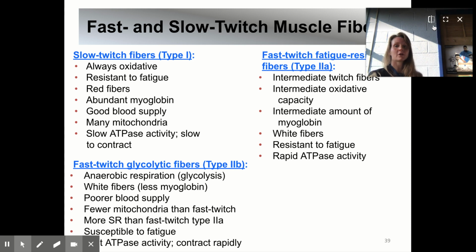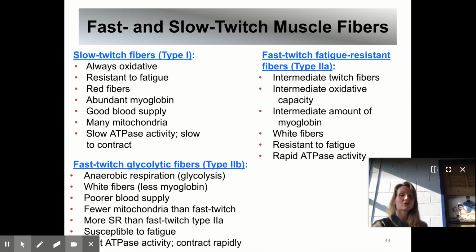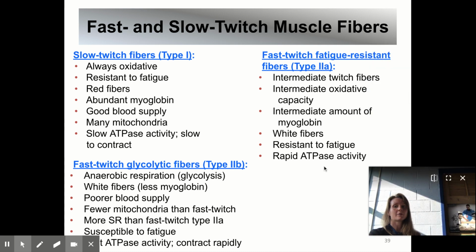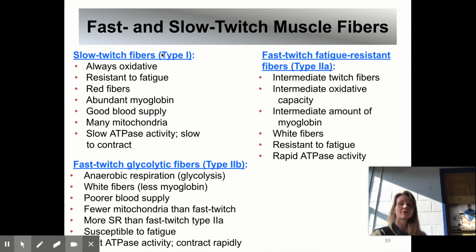Okay. So then we talk about slow twitch and fast twitch muscle fibers. All right. So slow twitch muscle fibers we talked about before. These are ones that are going to be more aerobic. So they're always oxidative. They last way longer. So they're resistant to fatigue. These are darker muscle fibers. And they have more abundant myoglobin. Myoglobin is one of the proteins that helps hold on to oxygen in the blood. So really this just means that there's more oxygen going into these muscles.